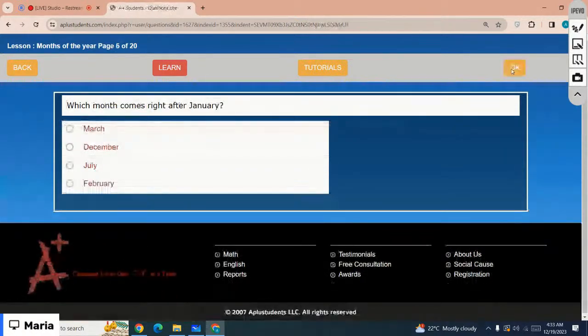Which month comes right after January? Which is the correct option? Yes, right after January it is February. The correct option is February.